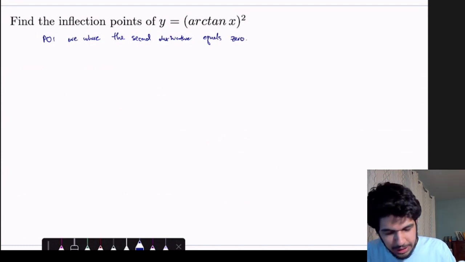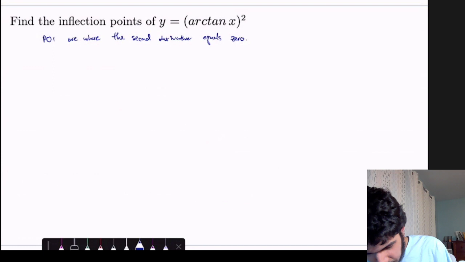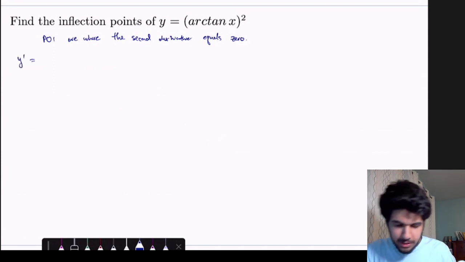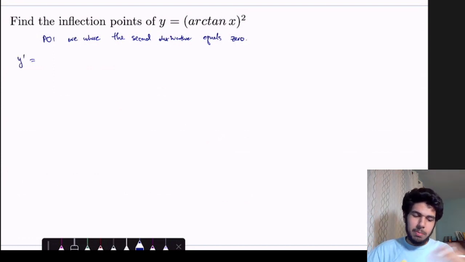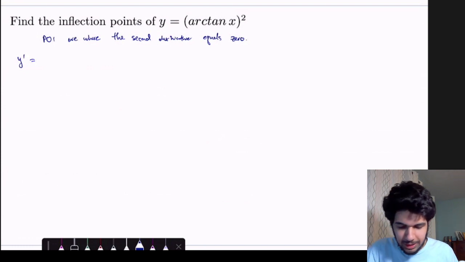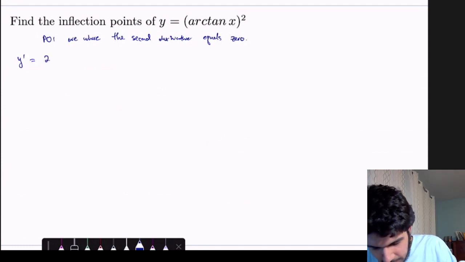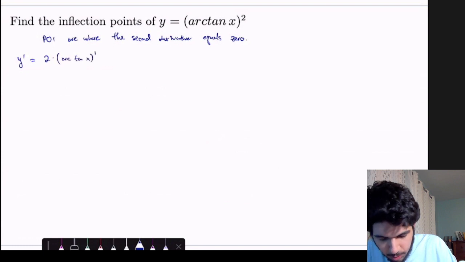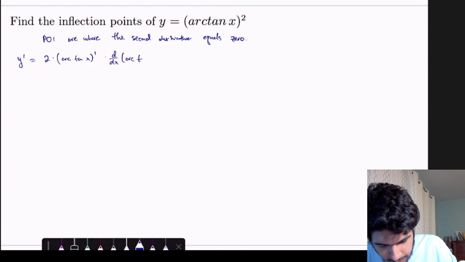So we have y equals arctangent of x squared, so for y prime, that seems like it's going to use the power rule, chain rule type thing. So we do 2 times arctangent of x to the power of 1 times d dx of arctangent of x.